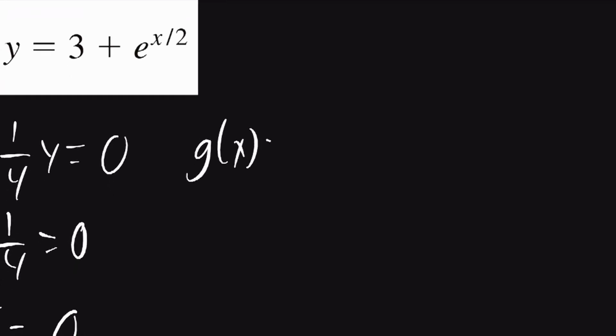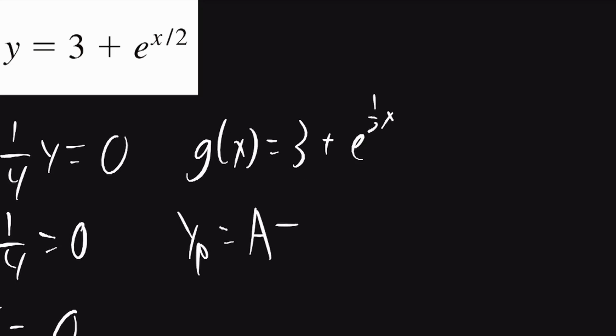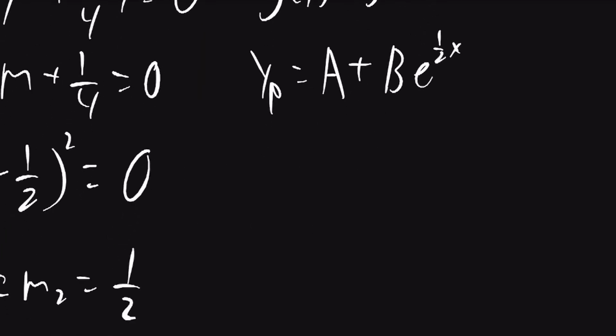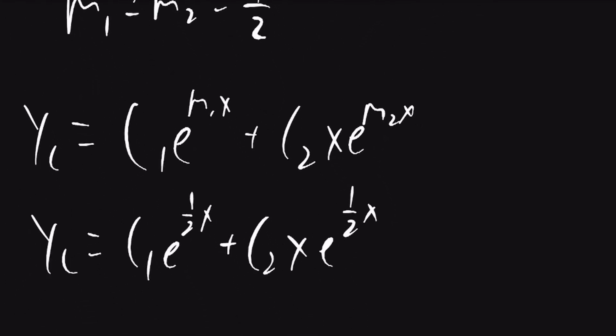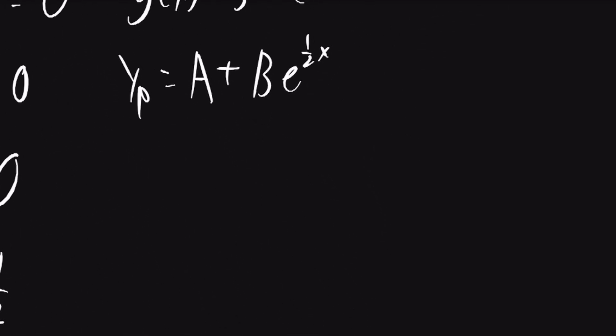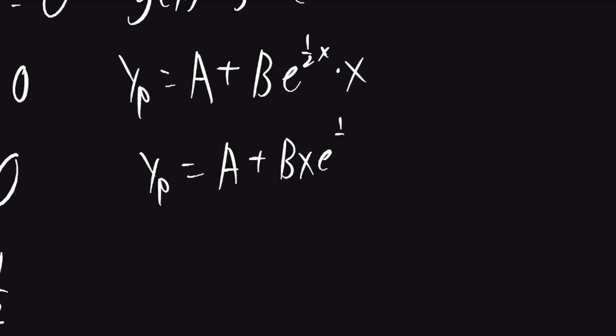g(x) was given as 3 plus e^(1/2 x). Ordinarily, I would set yp equal to some constant a to account for this 3, plus some constant b times e^(1/2 x) to account for this e^(1/2 x) term. However, we already have some constant times e^(1/2 x) in our yc, so we have to fix this by multiplying with an extra x. So yp is going to be equal to a plus b times x times e^(1/2 x).